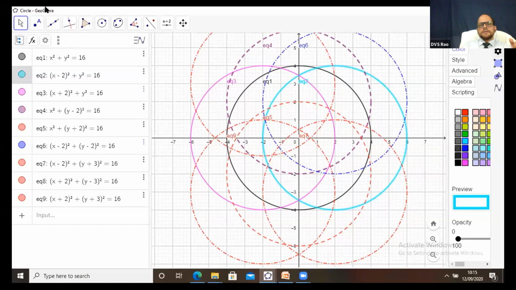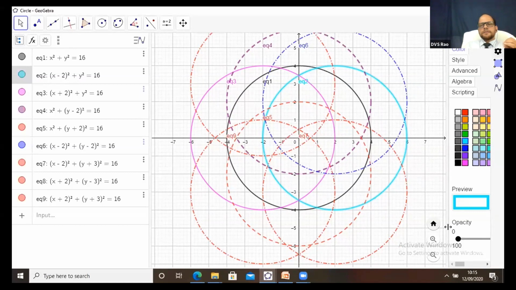I can select any one of the equations. Suppose I select the second equation, (x minus 2) whole squared plus y squared is equal to 16. Then I can ask them, what are the coordinates of the center? On which axis or in which quadrant does the center lie? And what is the radius of the circle? So I'll be getting probable answers.